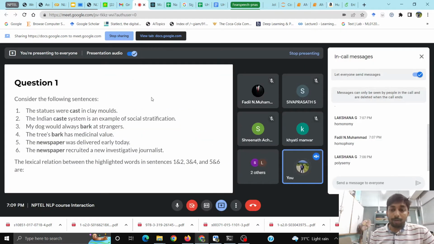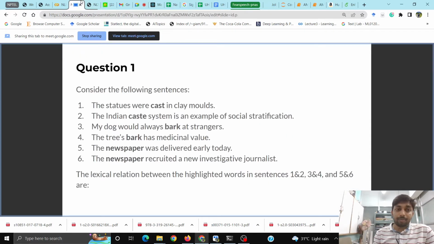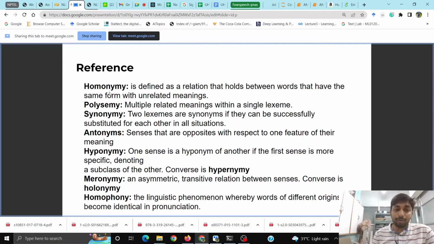So polysemy is when the word is used in the same context or same meaning, but they are slightly changed in their way of usage. I will come to it later. So the next one. But what about this bark and bark? These are two separate words. This does not have any connection. So this will be homonymy, that is, it holds between words that have the same form, but the meanings are completely unrelated.